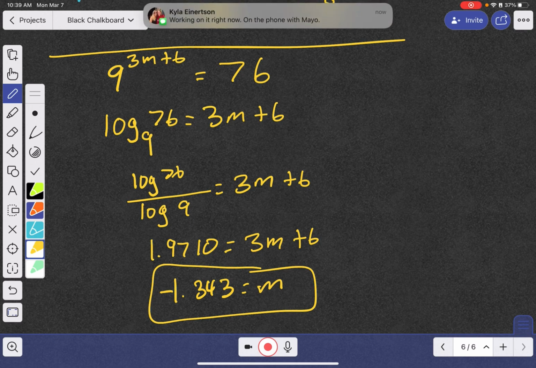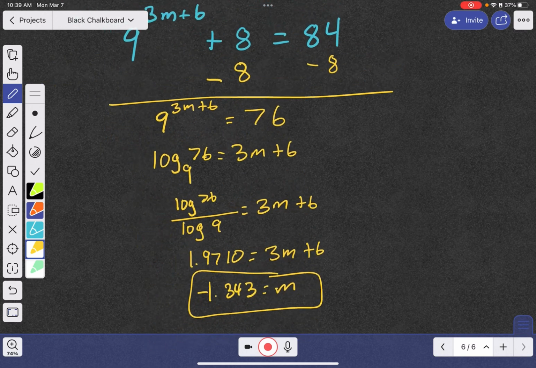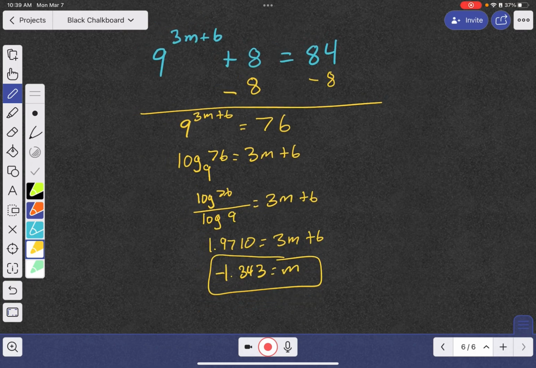So I should have got negative 1.343. So I subtracted 8 from both sides. That isolated my exponent. So 9 to the 3m plus 6 equals 76. Rewrote it as log base 9 of 76 equals 3m plus 6. Change of base formula, and so on.